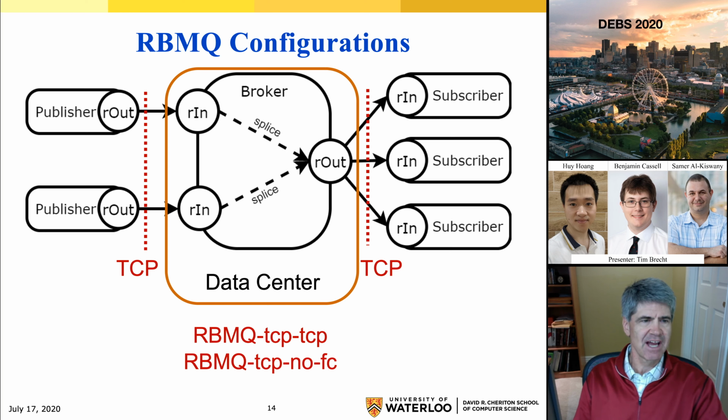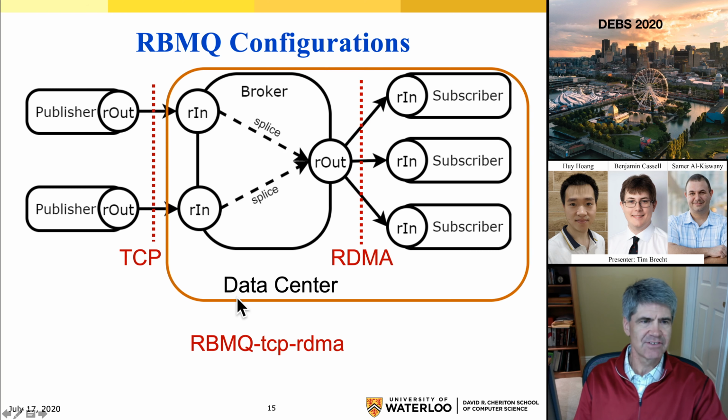Now, this is the kind of configuration that might be used if the publisher and subscriber are outside of the data center that the broker is in. In some cases, the broker and the subscribers might actually be contained in the same data center. And if that's the case, they can take advantage of RDMA to transfer data efficiently within the data center.